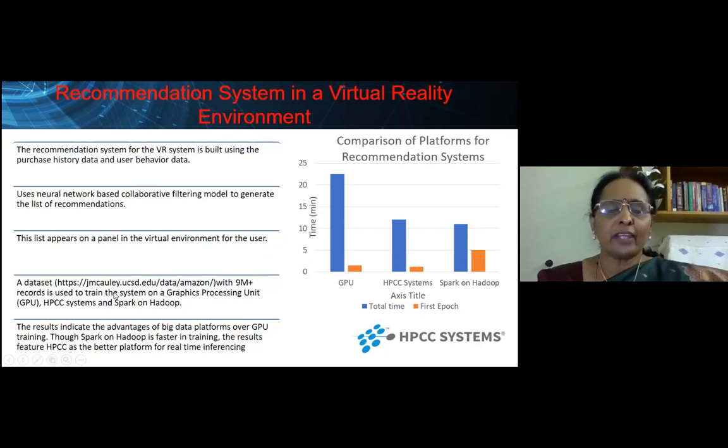We made use of an open source dataset, the link is given here, and we trained it and made a comparison on GPU and also with the HPCC system and Spark on Hadoop. As you can see from the graph, GPU took a huge amount of time, whereas the distributed platforms, HPCC and Spark on Hadoop, take less time as they are distributed. Even though Spark on Hadoop is faster in training, the results feature of HPCC as a better platform for real-time inferencing was found in the HPCC Systems Platform. This was the recommendation system in virtual reality.